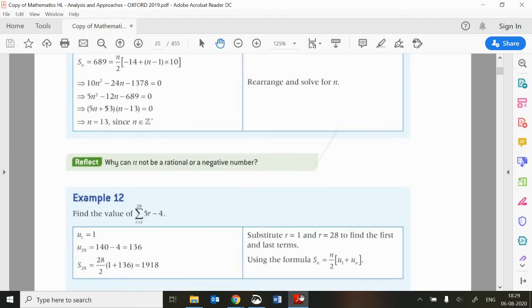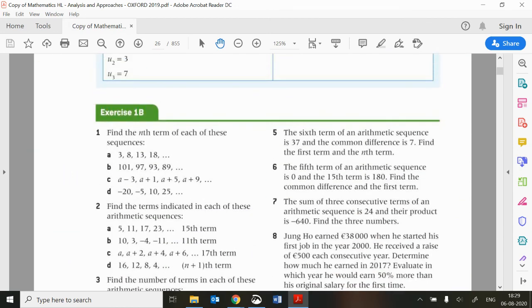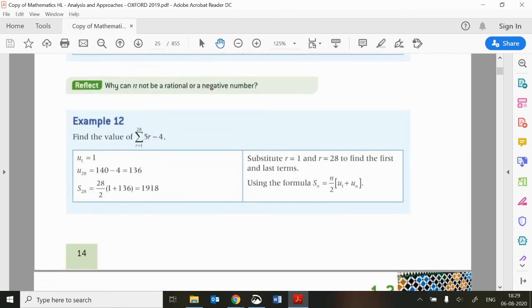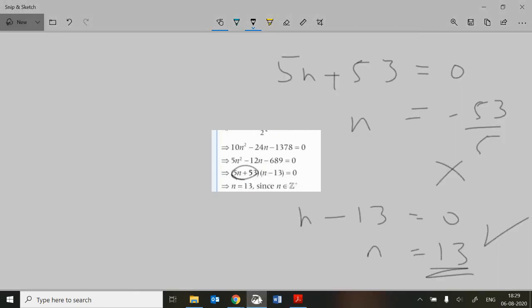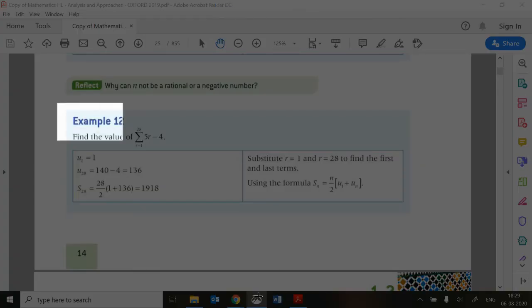Okay, right. Let's look at 2 more questions. We're nearly there. Okay. Right, example 12. Okie dokie, right. So example 12, find the value of this thing here. It's much easier to say that.